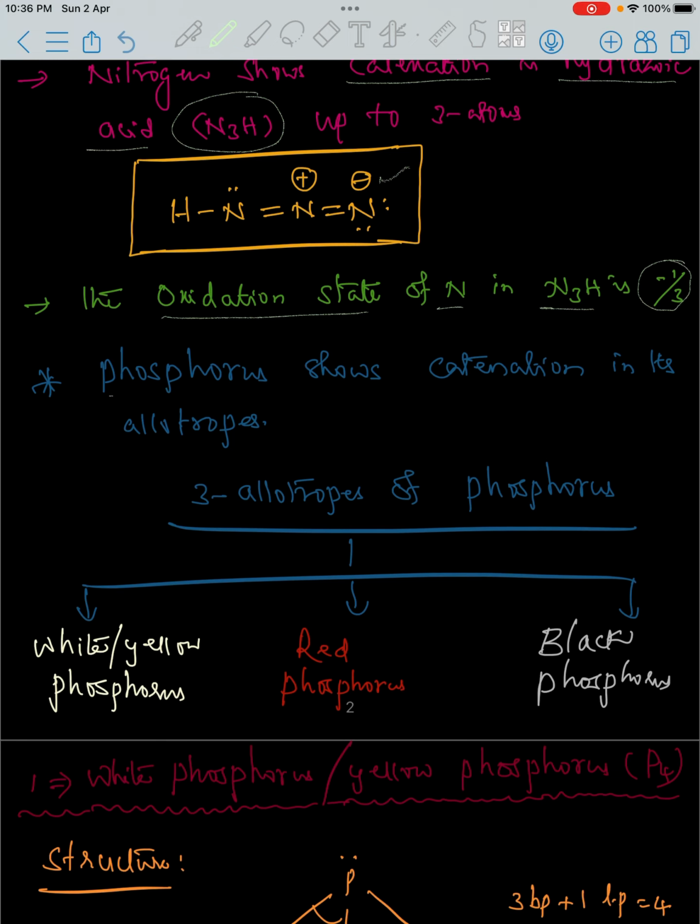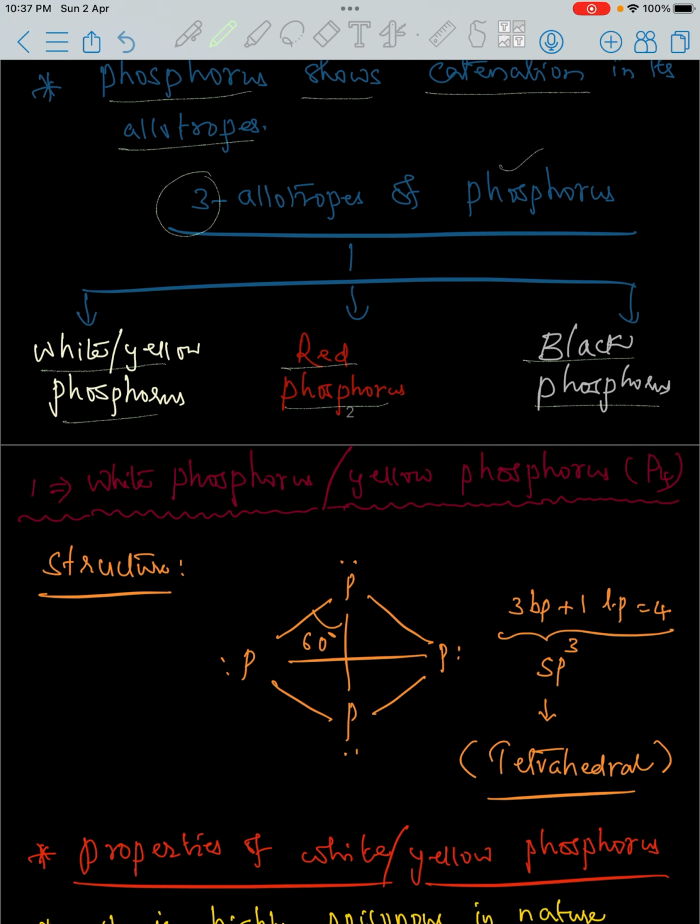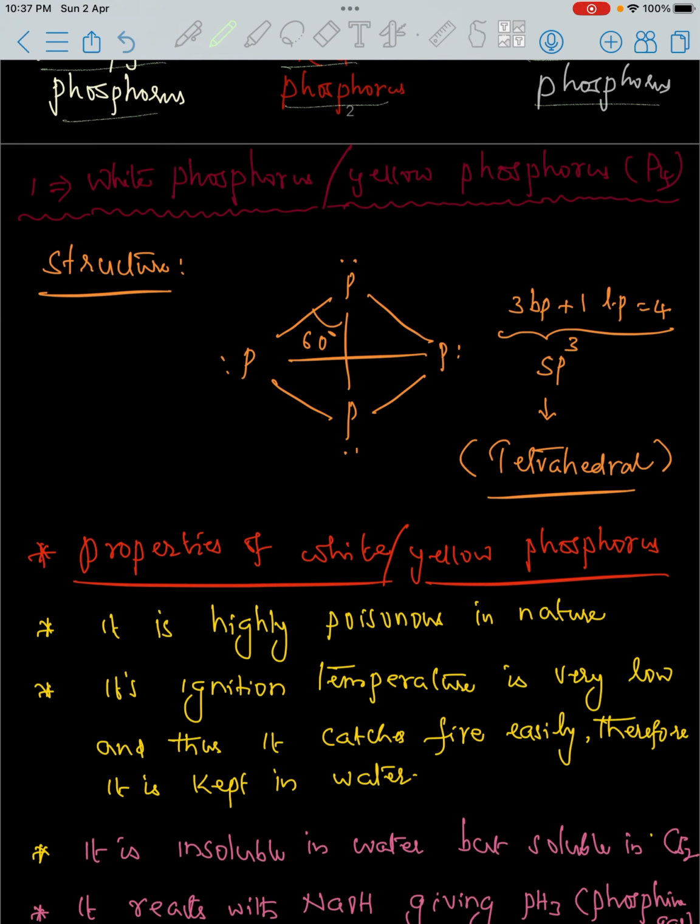And phosphorus shows catenation in its allotropes. Generally we have three allotropes for phosphorus: white or yellow phosphorus, red phosphorus, and the third one is black phosphorus. Let us see their properties one by one. The first one is white phosphorus, which is also called yellow phosphorus. Its formula is P4. The formula for all the allotropes is the same.